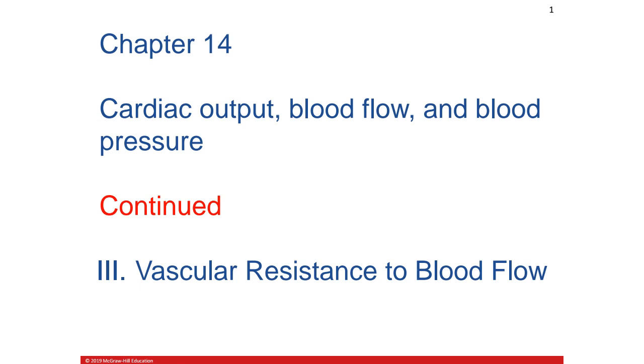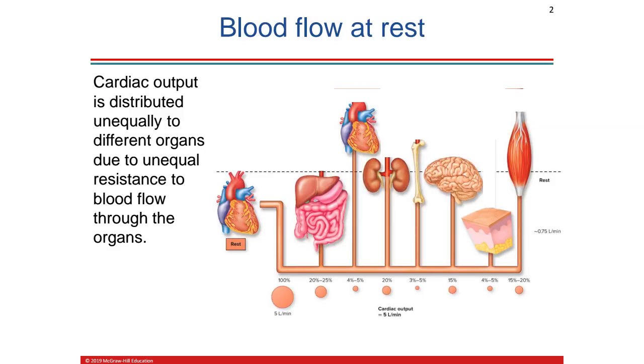This is the third lecture about cardiac output, blood flow, and blood pressure. The average cardiac output at rest for an adult is about 5 liters per minute. And we can see in this diagram that there's an unequal distribution of this cardiac output to various organs. So here's a person at rest. They're generating 5 liters per minute.